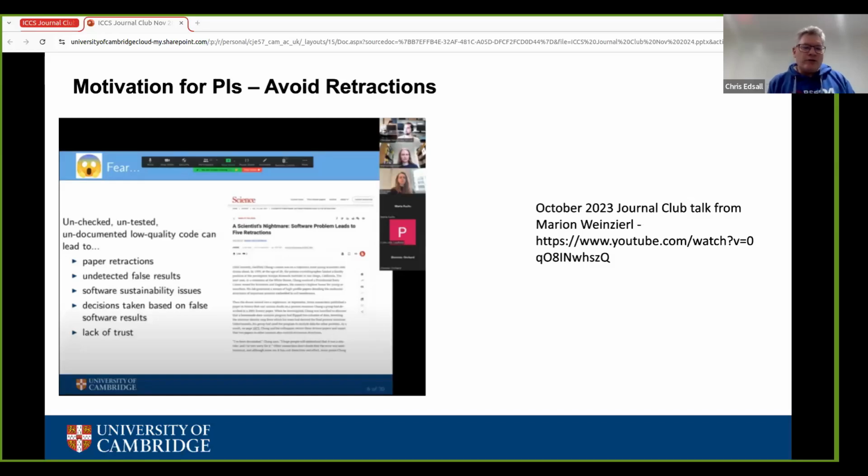I'm not sure if you can see it. It's a bit blurry at my end, but there's a science article about retractions. And basically, as a researcher, as a PI with a reputation to uphold, retractions is probably the last thing you want. So it would be awfully embarrassing if you had to retract based on a bug in your software, or some software that just could not reproduce your main conclusion. And that unfortunately does happen.